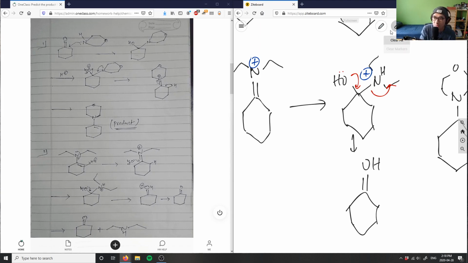Let me just erase this. This is a positive charge here. And then finally, another acid workup would make it so that the H here would just leave, right? If I were to add H3O plus here, you can donate one of these, take this hydrogen away, and we get a ketone here.